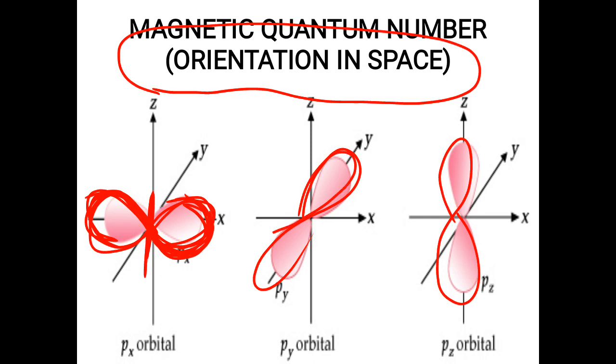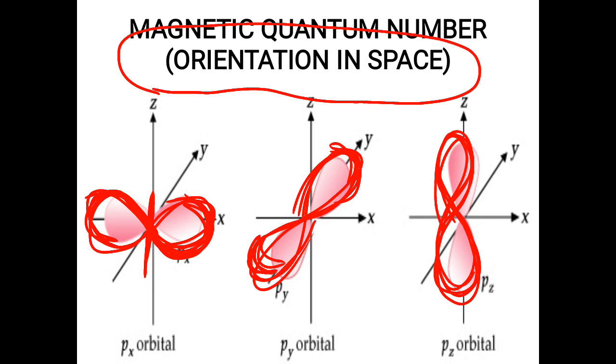The next 2 electrons out of 6 are found here on the y-axis. So again, the magnetic quantum number is also defining its orientation. So they are on the y-axis. The last 2 electrons are found in this area, and this is the pz orbital.